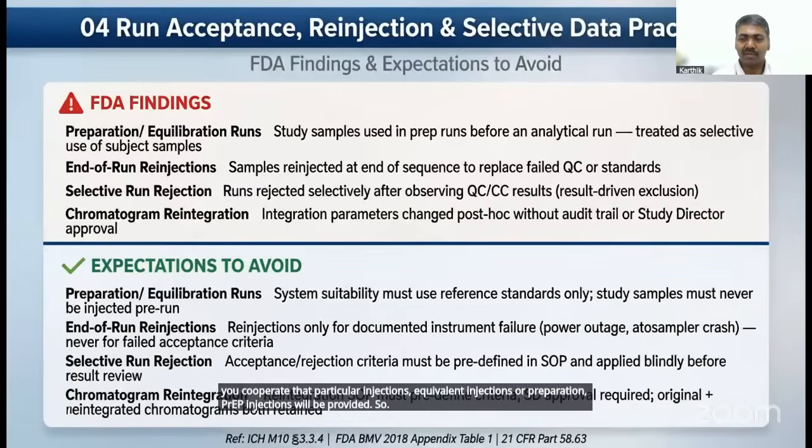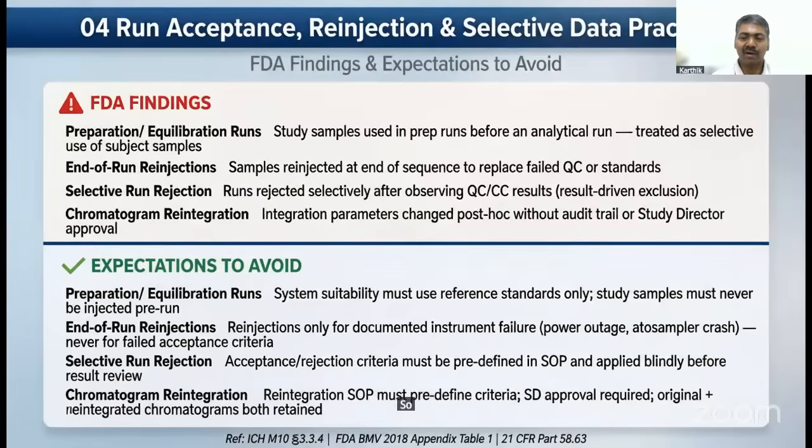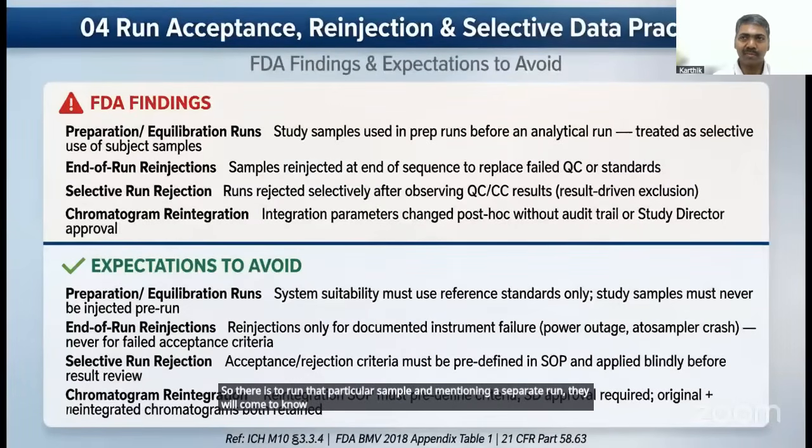In some cases, what they are doing is running either a QC sample or some clinical samples about which they have doubt. They run that sample and mention it as a prep run, so they will come to know the ratio and how it behaves. If they don't have any confidence level, they run it and then follow with the run. That should not be done.